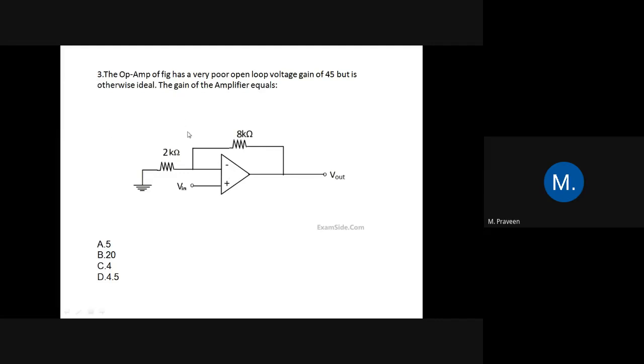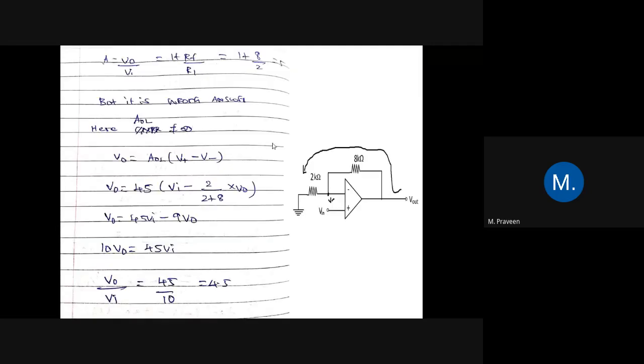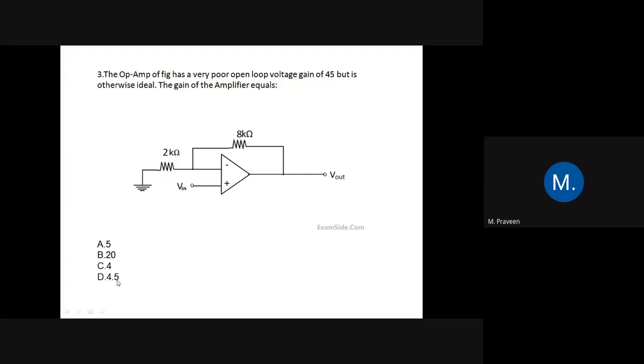Many of you are straight away writing the answer here. If you take the circuit, here we have the input to the non-inverting terminal. So simply everyone will write the formula as V naught divided by V in is equal to 1 plus RF divided by R1, but actually that answer is wrong. So if you write 1 plus RF divided by R1, you will be getting the answer as 5. So 5 is actually the wrong answer. Answer 5 is also given here, but 5 is wrong.